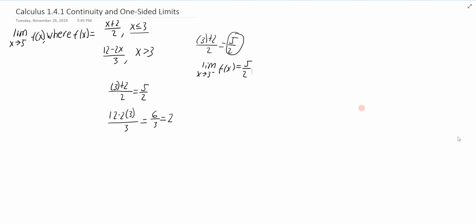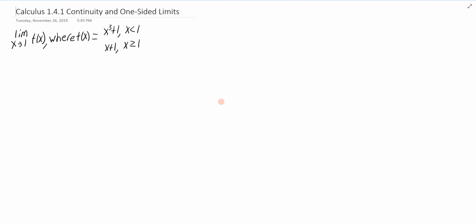We're looking at a very similar one here, another piecewise function. We have the limit as x goes to 1 of f of x, where f of x equals the piecewise x cubed plus 1, where x is less than 1, and x plus 1, where x is greater than or equal to 1. So once again, let's say if we wanted to see if this was continuous. What we do is we put a 1 in for x. We do some direct substitution.